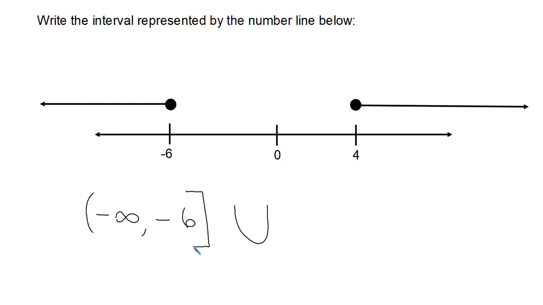The U indicates there's a gap in it here. We have this big gap in the middle. That's the or. And then we pick back up again at 4 with a bracket because of the closed circle until we get to infinity with a parenthesis because it continues to the right forever.